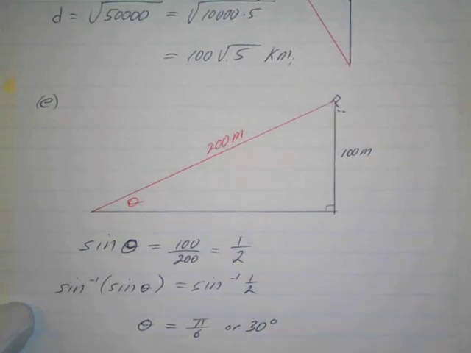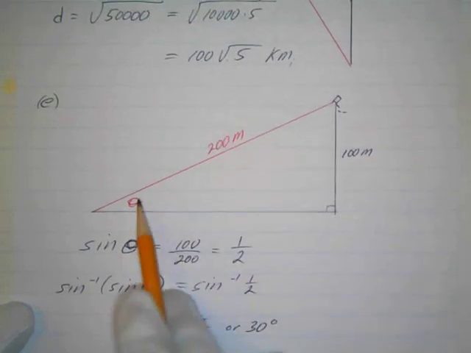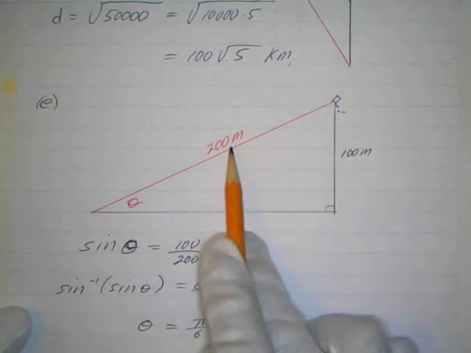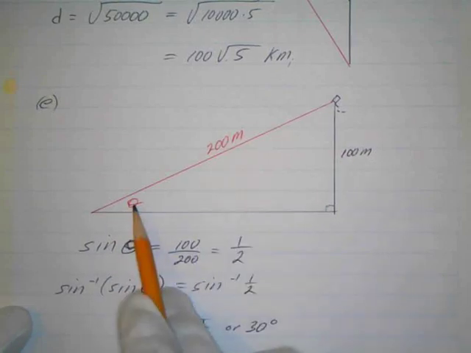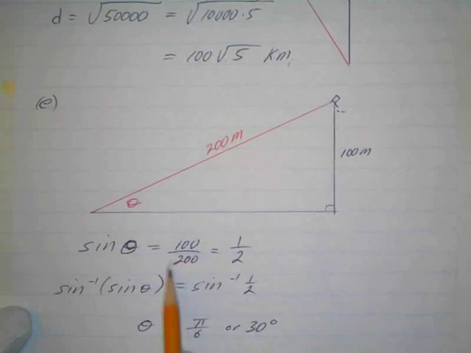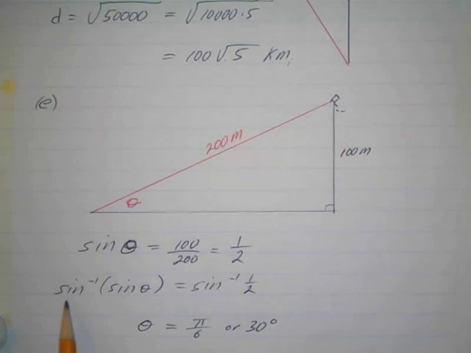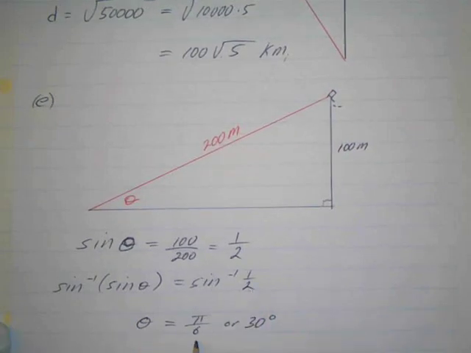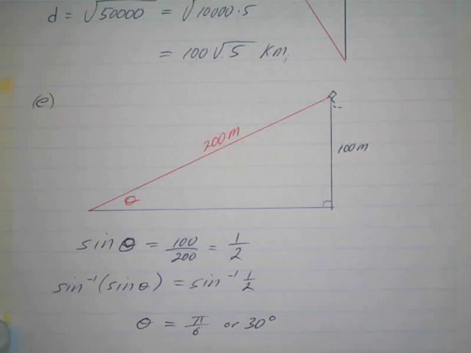So we can just set up, use our good old SOHCAHTOA from trig, and we know that if this is theta, this is the opposite. That's the hypotenuse. So the sine of theta equals the opposite over the hypotenuse, which is 1/2. And then we just take the inverse sine of both sides. So the inverse sine of the sine of theta is just theta. And the angle whose sine is 1/2 is what? Pi over 6, or 30 degrees.